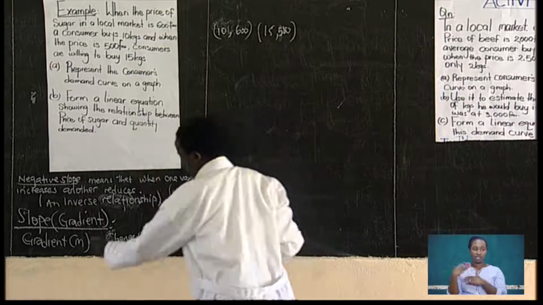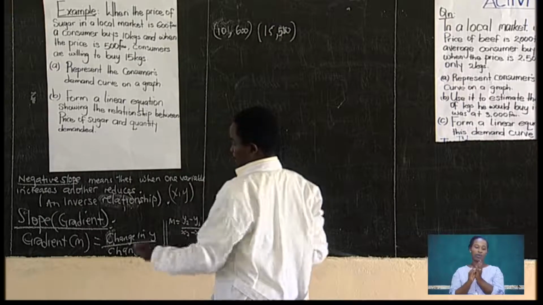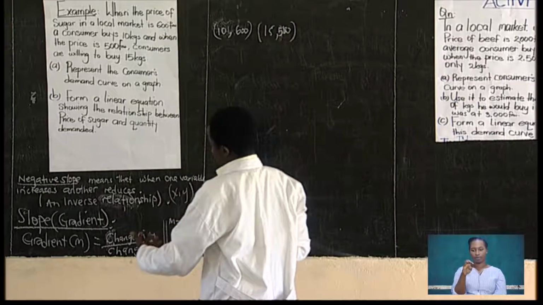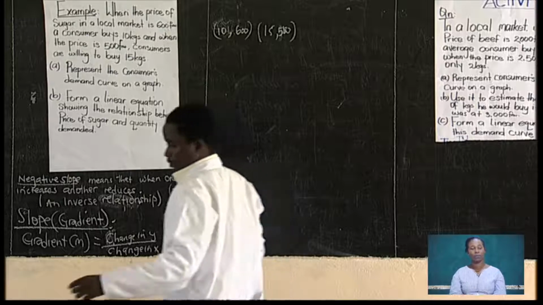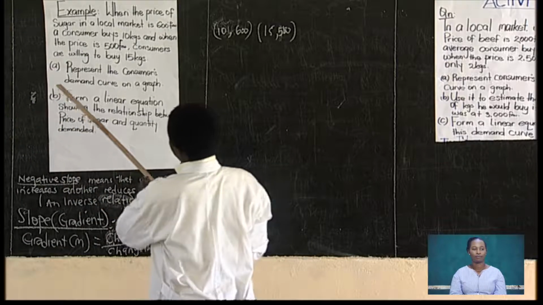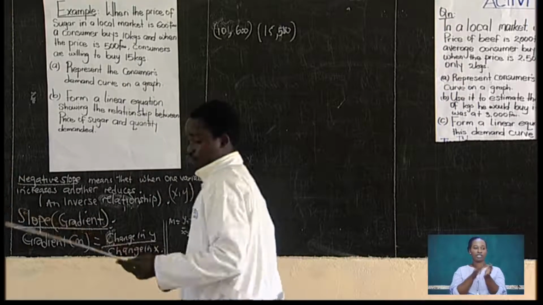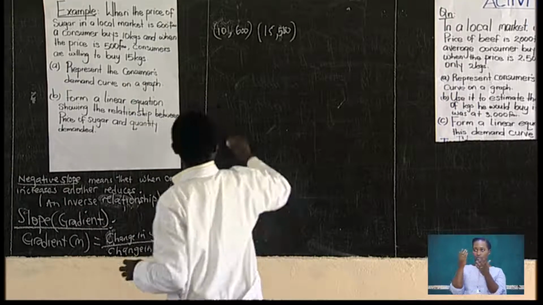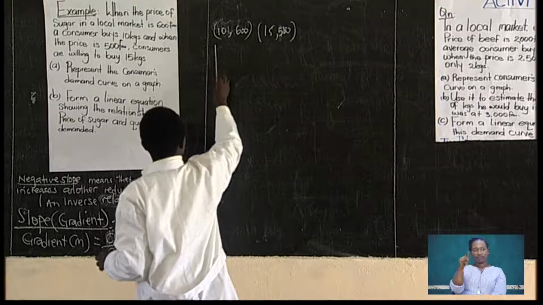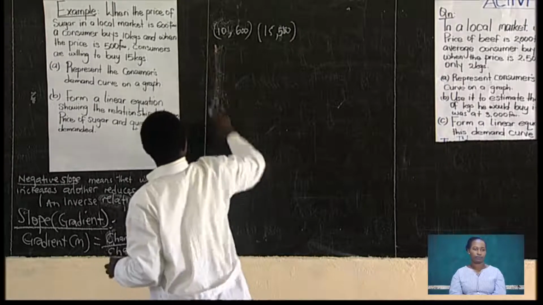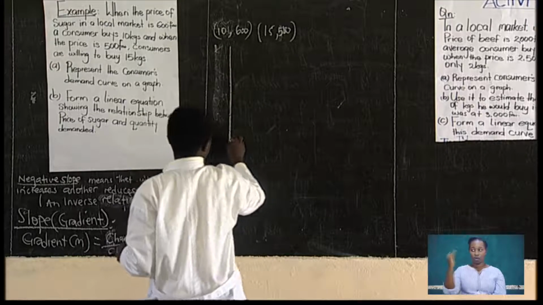Now, in this case, you have to generate the slope. Let us first look at the slope. Part A says represent the consumer's demand curve on a graph. So how do you plot this? You have to draw your graph.